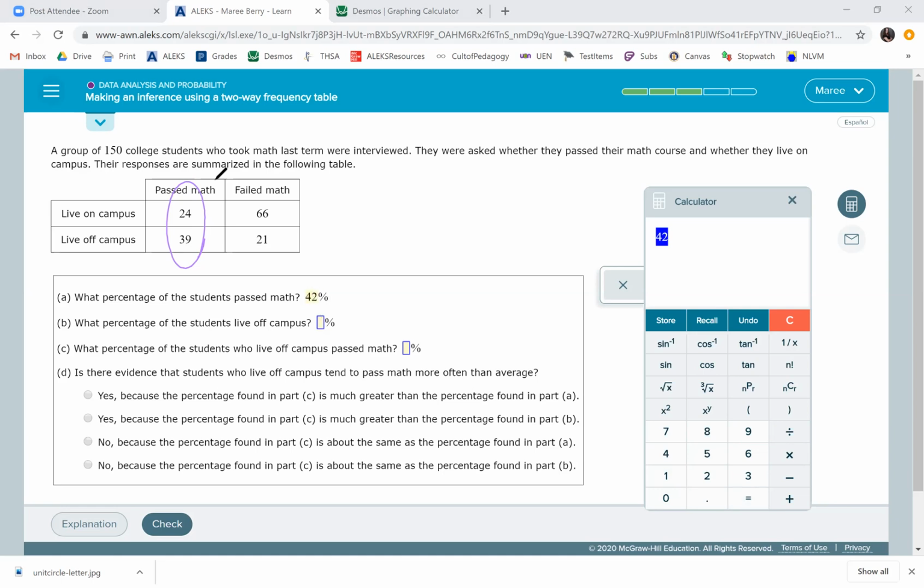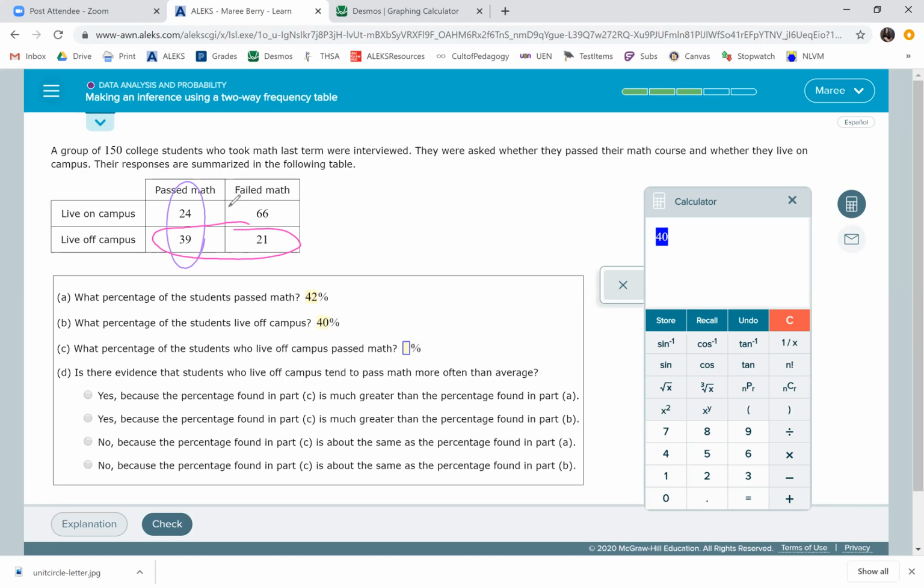What percentage of students live off campus? So we're going to do how many live off campus. So we're in the second row. We're going to do 39 plus 21 and divide that by 150 college students total. And that's 40%. We times by 100 to actually get the percent, if you're curious.